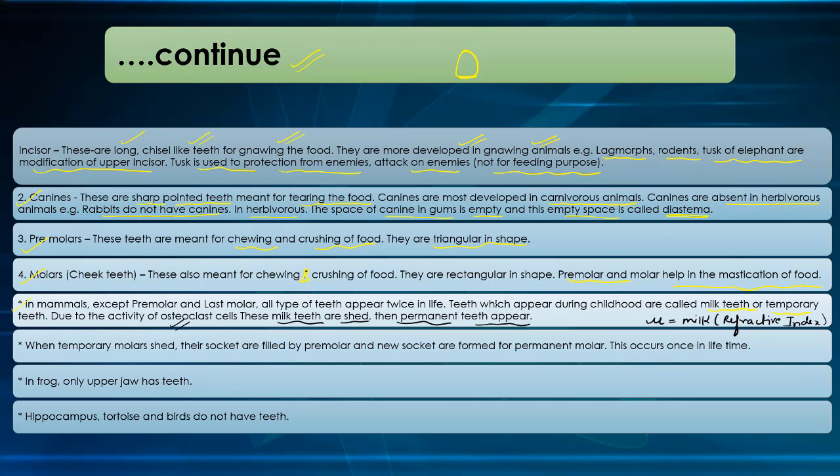When temporary molars are shed, their sockets are filled by premolars and new sockets are formed for permanent molars. This occurs once in a lifetime.